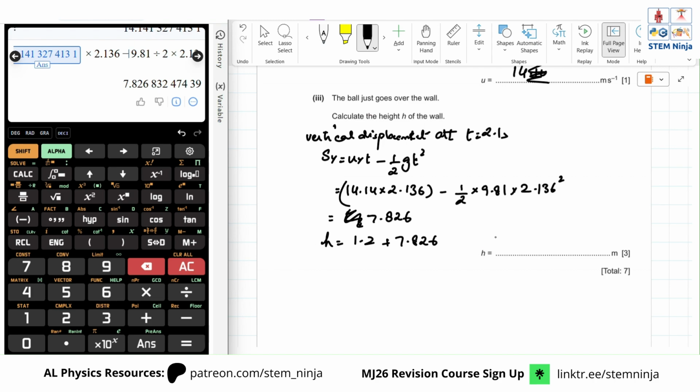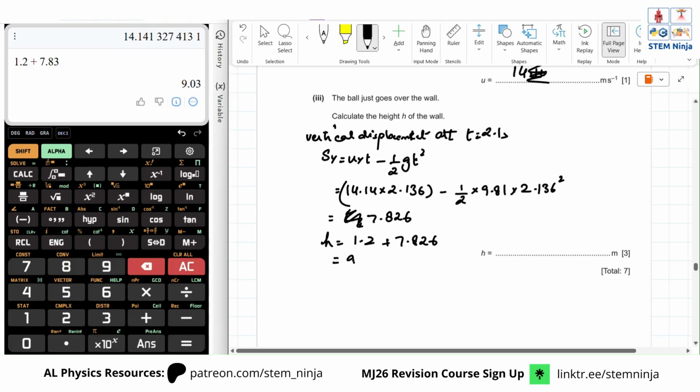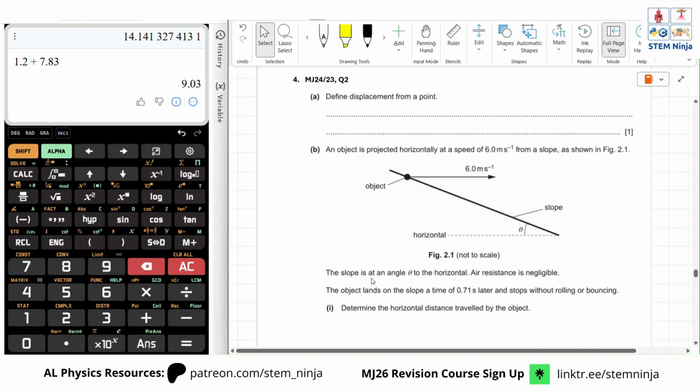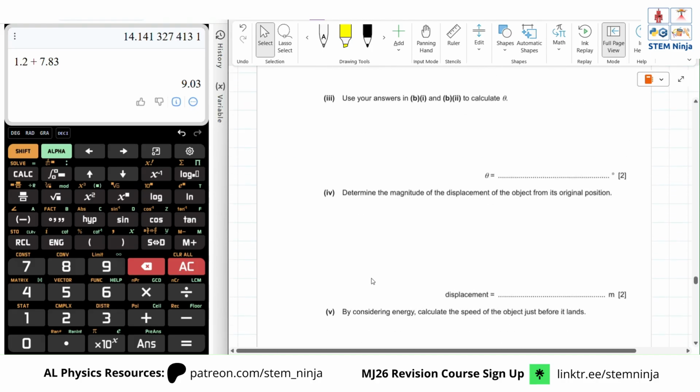Right, okay. So 1.2 plus 7.83, this would be 9.03, so 9.0 meters. You can add 9.03 also, it doesn't change a thing. Right.